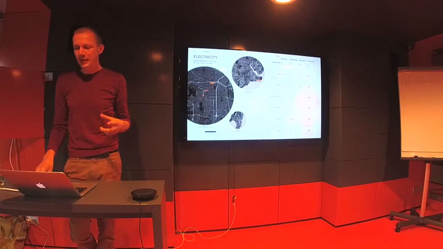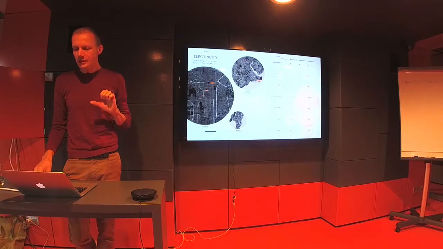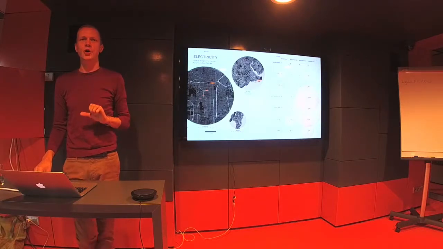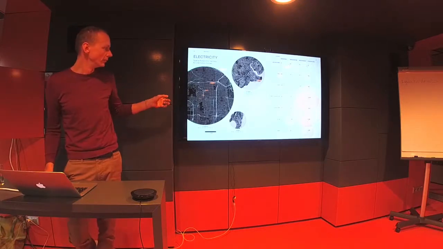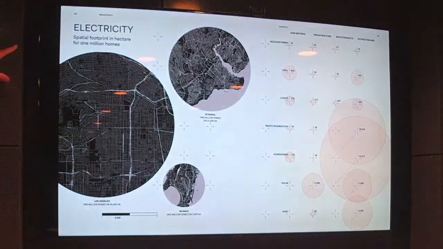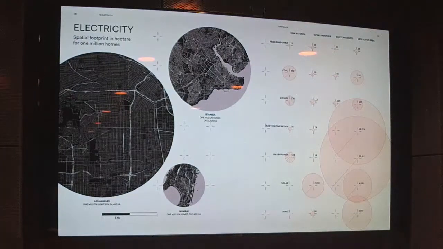And we added a graphic to it because 1 million homes isn't the same thing across the globe. So the largest sphere here is 1 million homes in Los Angeles, which is a very open and widespread city. And the middle one is Istanbul, 1 million homes in Istanbul, and Mumbai, the smallest one, is 1 million homes there.